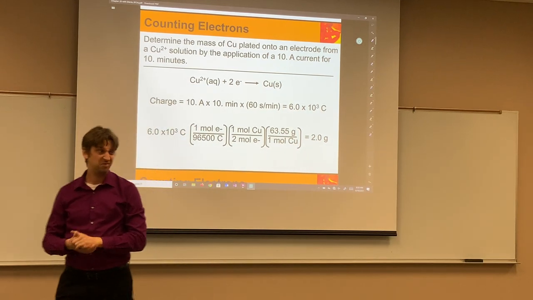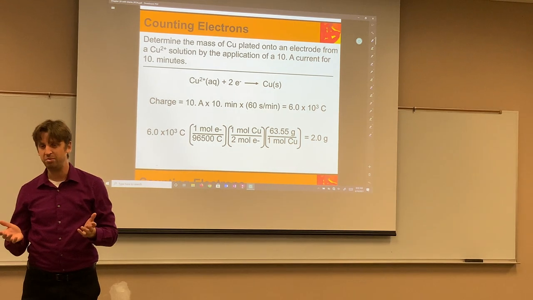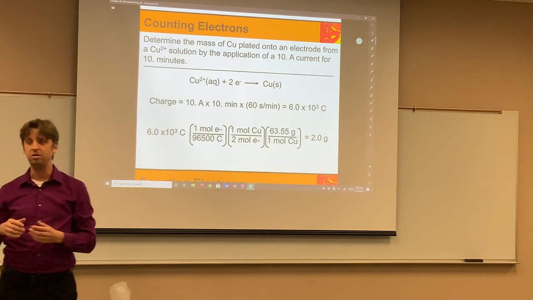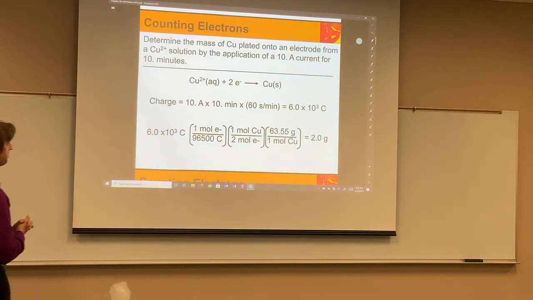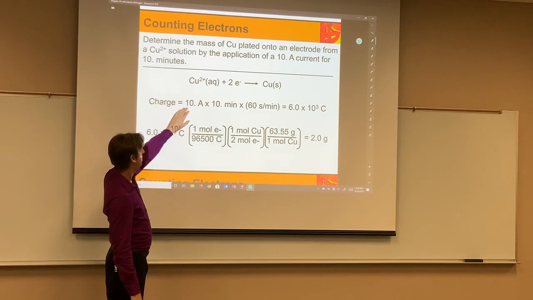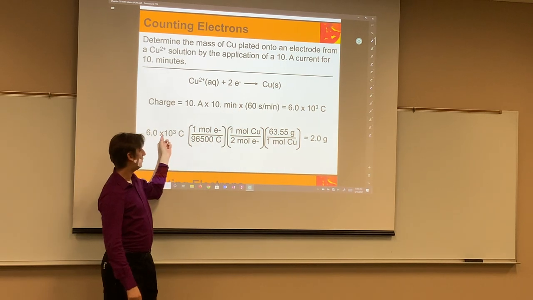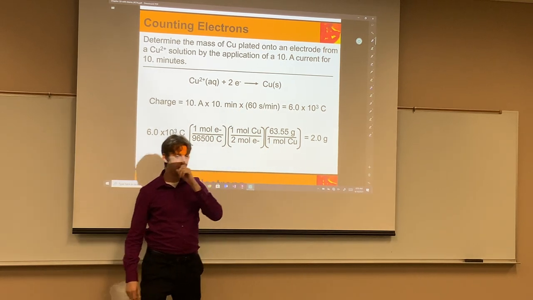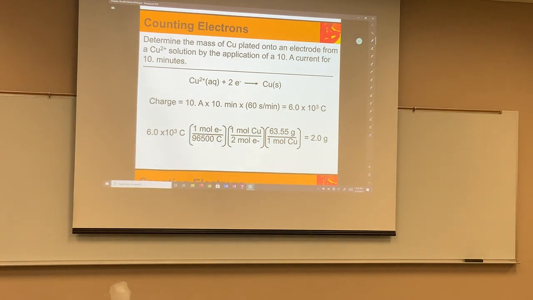Is this math that complicated? No. What's the complicated part about this? Just following the units, and making sure you have a balanced equation for how many electrons you transfer. So if you're given amps, just convert it into charge: take your amps, multiply by the seconds you're given, and then just follow through with this string of equations here. That's all there is to it.